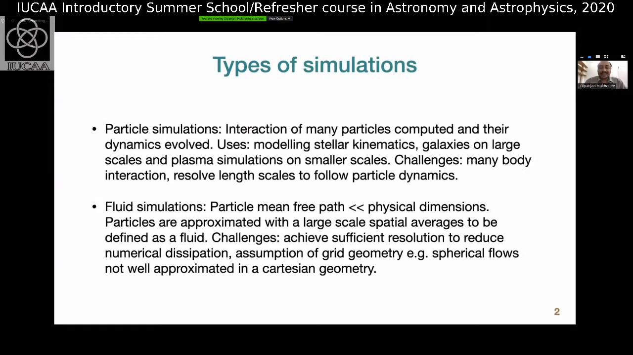So what are the basic challenges of particle-based simulations? The basic challenge is the fact that there are many-body interactions. The large-scale particle simulations usually consider 1 billion particles.